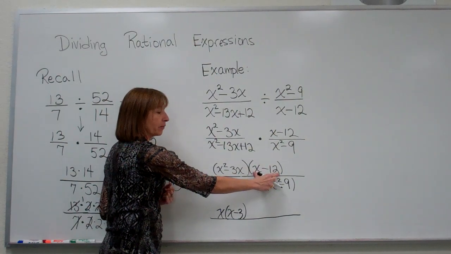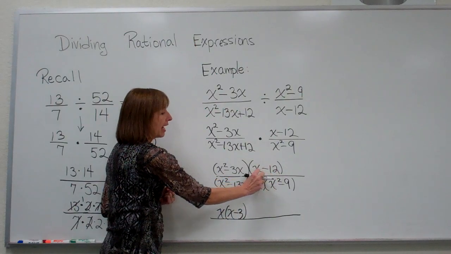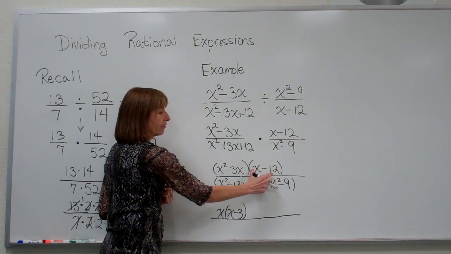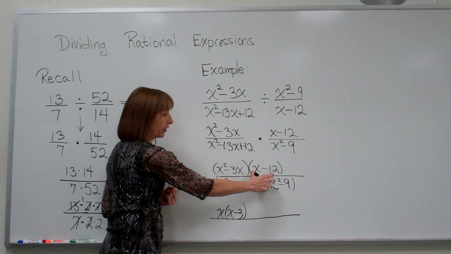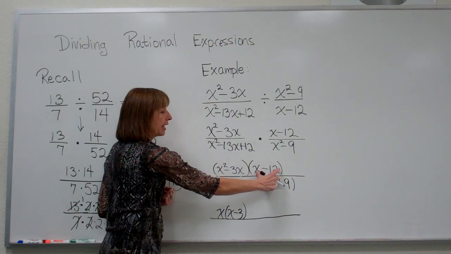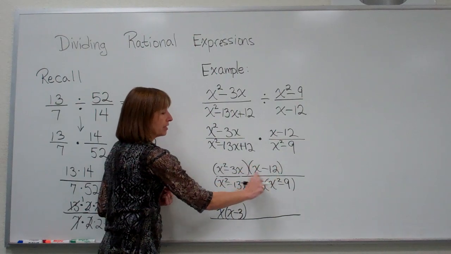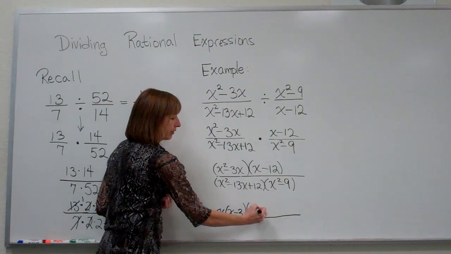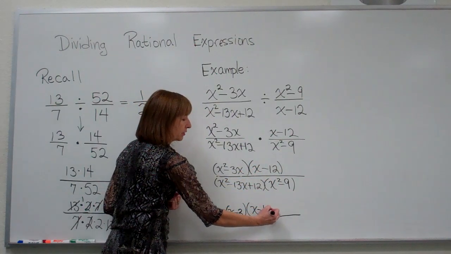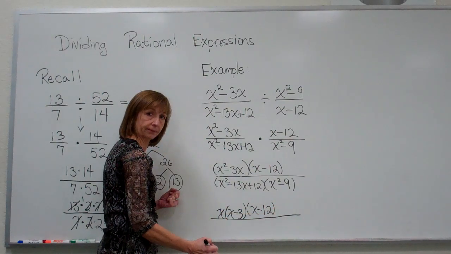Now, in the second set of parentheses in the numerator, I have x minus 12. I have no common factors numerically, nor variable, and my power is just to the first power on the x, so this factor doesn't factor any further. We're just going to report it as an x minus 12 in the numerator.